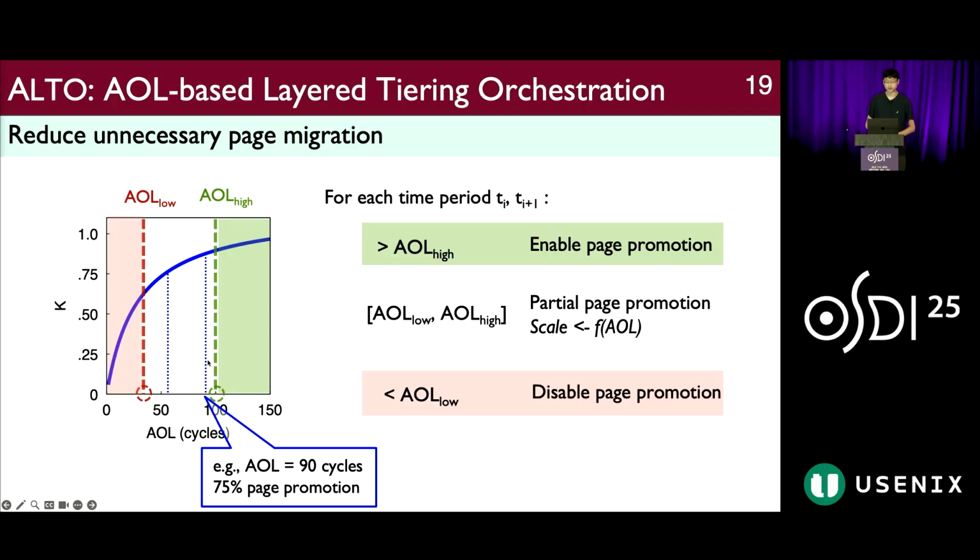Specifically, if AOL is high, such as 90 cycles, fewer pages are regulated. In this case, 75% of pages are promoted. If AOL is low, such as 60 cycles, the least number of pages should be promoted. In this case, 25% of pages are promoted.